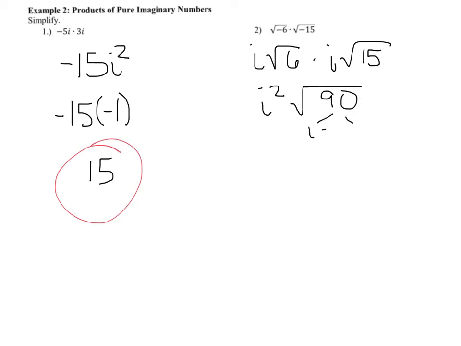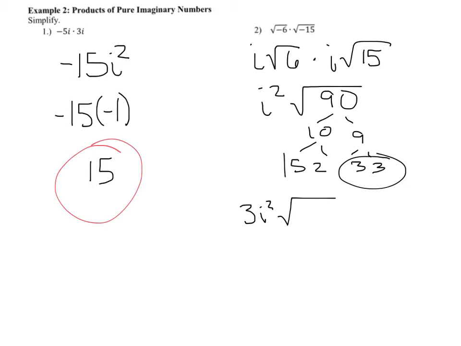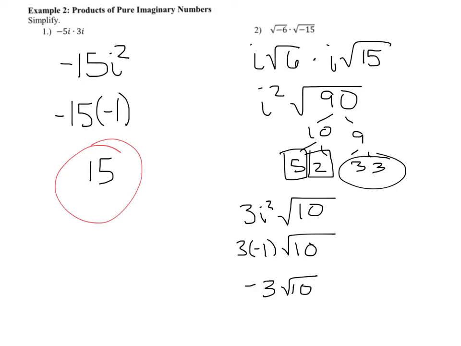Then I can break my 90 down. So I have 10 and 9, 3 and 3, and 5 and 2. So I have a pair of 3's that can come out. So I have 3 i squared square root of 5 times 2 is 10. And then remember, my i squared turns into a -1, so I have 3 times -1 times the square root of 10, which gives me -3 square root of 10 is my final answer.